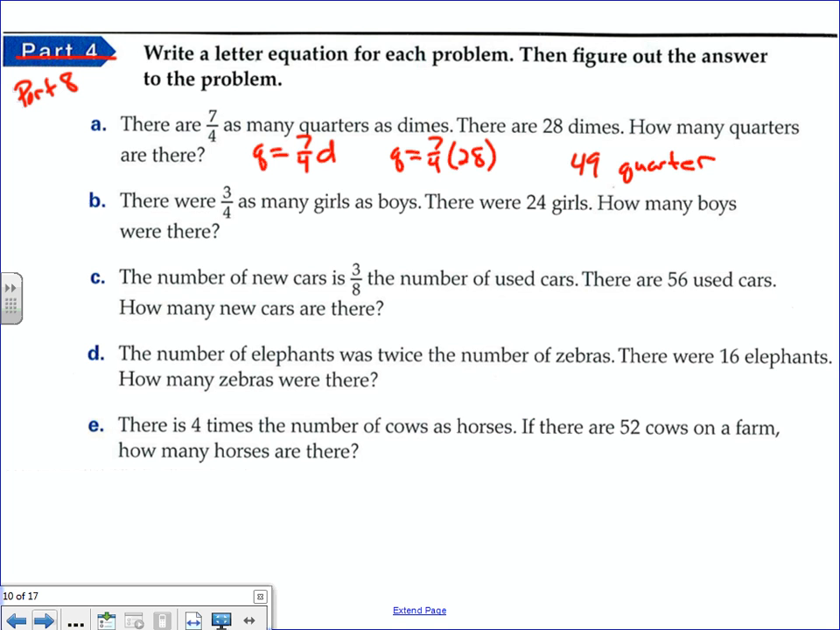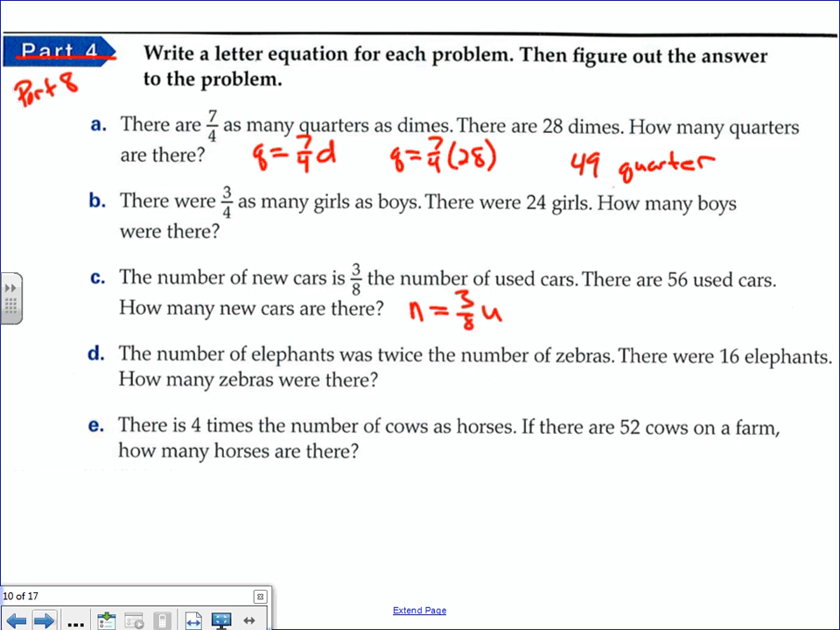All right, we're going to go down to letter C here. You'll have to work B on your own, but let's go down to letter C. The number of new cars is 3/8 the number of used cars. So new cars is, so I'm going to do N equals 3/8 the number of, remember of is multiply, used cars. So I'm just going to use a U for used cars.